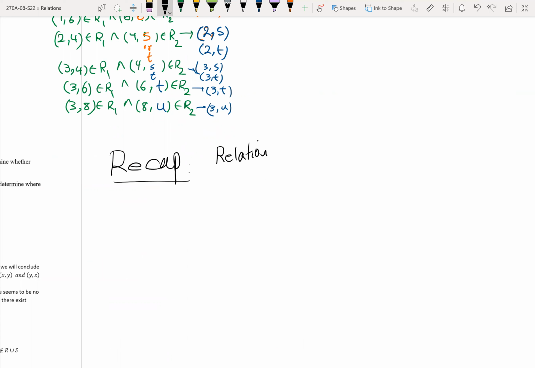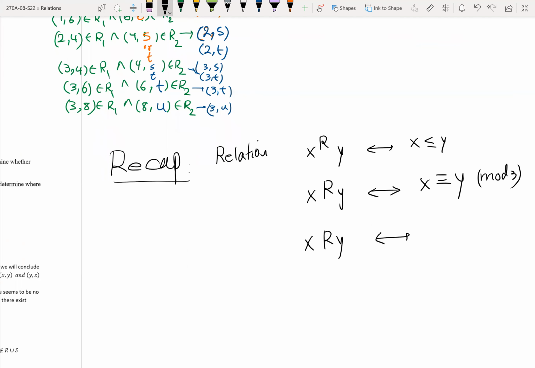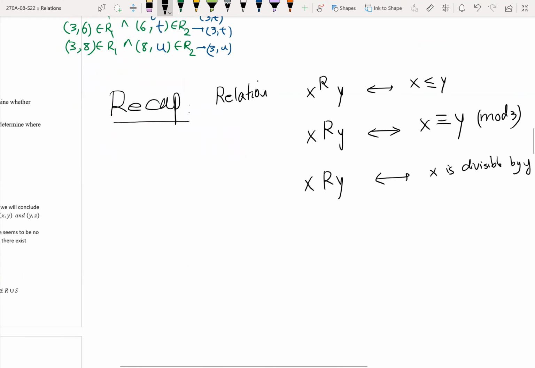There are several examples, like you can say x is related to y by x less than or equal to y. You can say x is related to y by x and y having the same remainder mod 3, or you can say x is related to y by x is divisible by y. Just different types of relations that we had in last class.